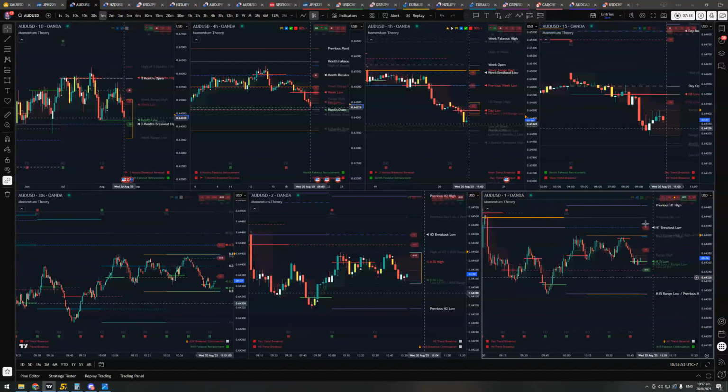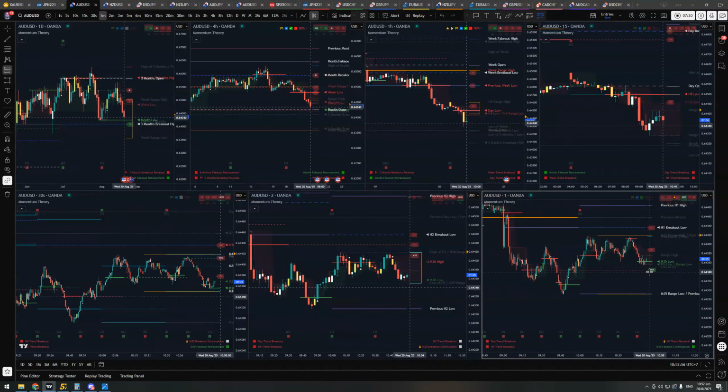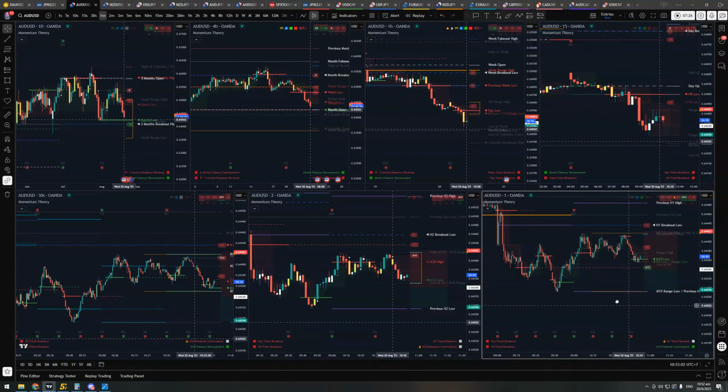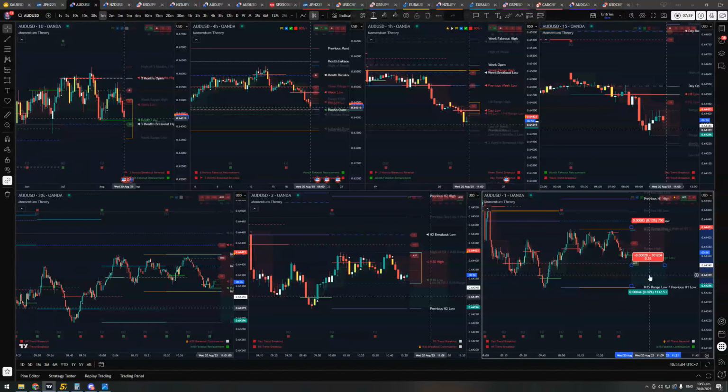But I would never take a trade with this sort of risk to reward. So I'm not interested in this move on the M1. It's too little risk to reward. Not going to look for this.